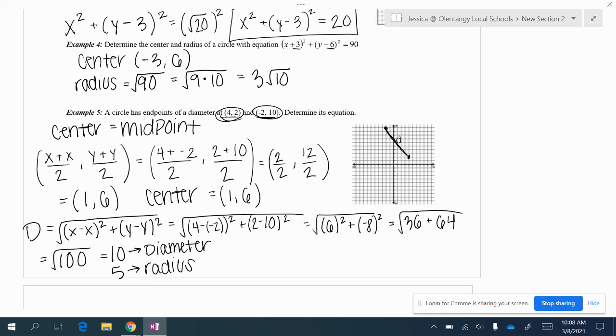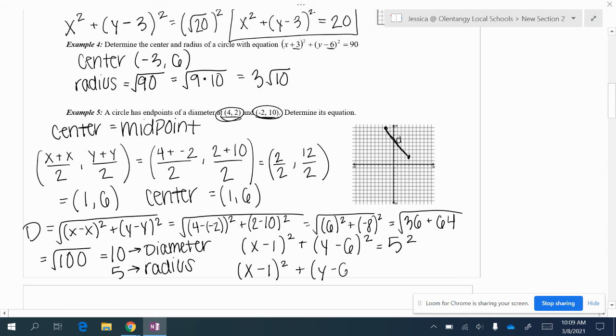And then to find the equation of our circle, plug in our points. So x minus 1 squared plus y minus 6 squared, and then we're setting it equal to our radius squared. So 5 squared, which is x minus 1 squared plus y minus 6 squared equals 25. Make sure you always simplify that radius if you can. So here 5 squared is 25. Don't leave it as 5 squared. Make sure you write 25 down for your final answer.